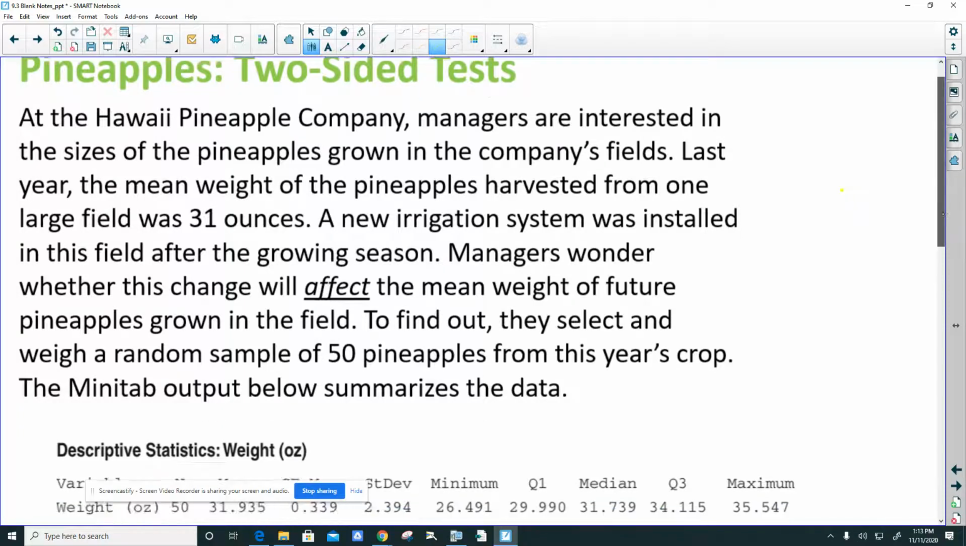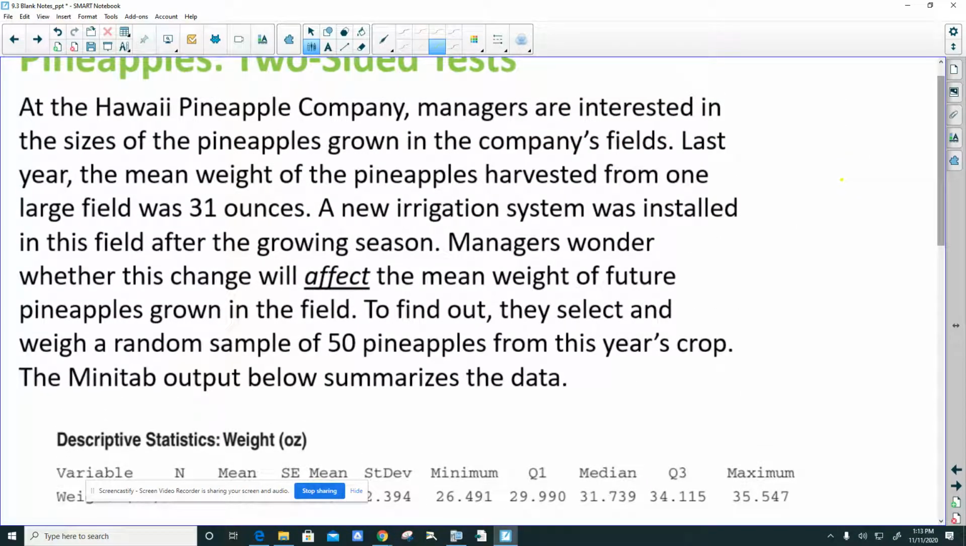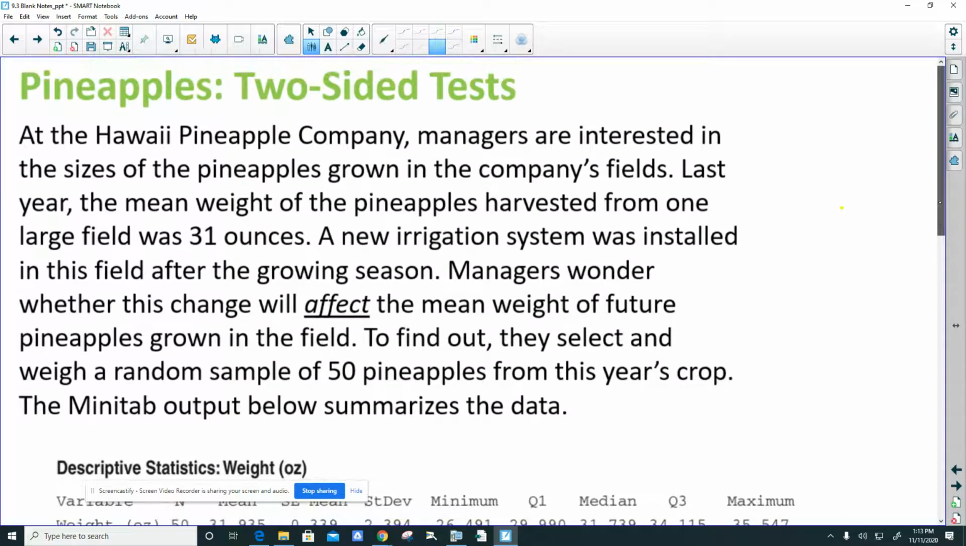On this next problem, I filled in the majority of this just to expedite the process because it does get lengthy, and after you've done so many of them, we kind of get the hang of how this works. But I just want to look at this last pineapple example because we're going to do a two-sided t-test here, and then I want to compare it to having done a confidence interval, and you can see how you would arrive at the same conclusion.